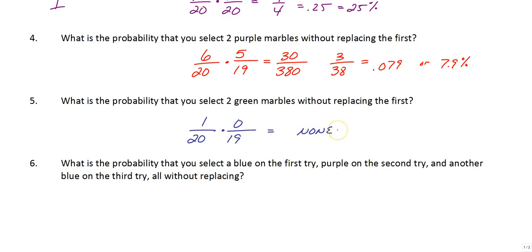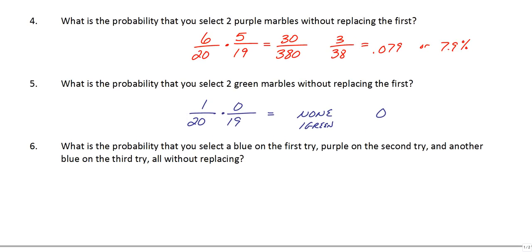So the probability of that happening is nothing. The probability is 0. It is not possible because there's only 1 green marble, so you can't select 2 if you don't replace. Now, if that was replacing, it would be 1 out of 40 because it would be 1 out of 20 times 1 out of 20. But if you're not replacing it, after you take the one and only green marble out, there's no chance of it happening twice.